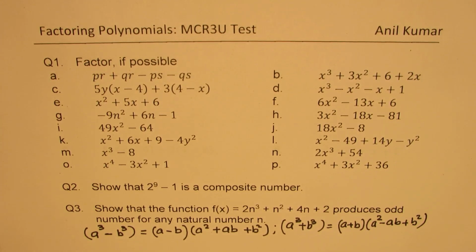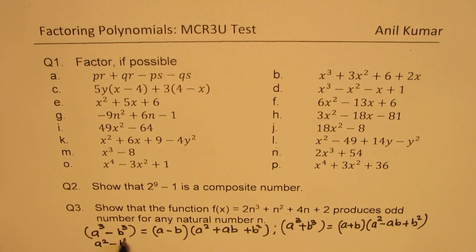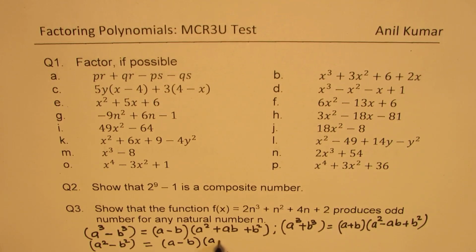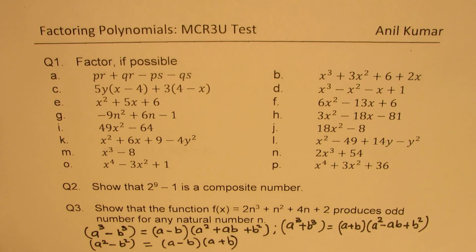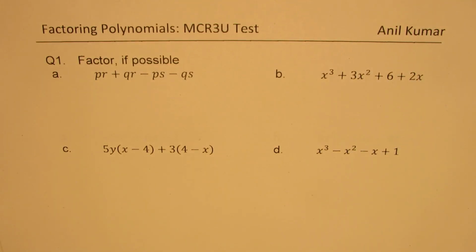Now this is a very important formula which some of you might skip, so I have made a note of this. And of course you know difference of square formula, which is a square minus b square can be factored as a minus b times a plus b, right? So that should help you to factor these polynomials. Let's begin with the very first question, which is to factor if possible.